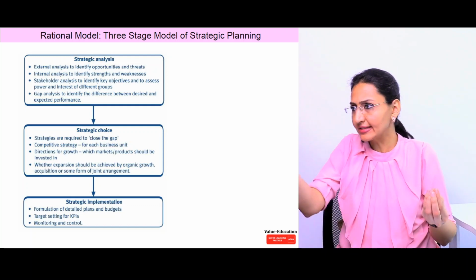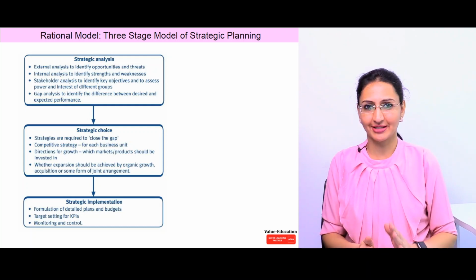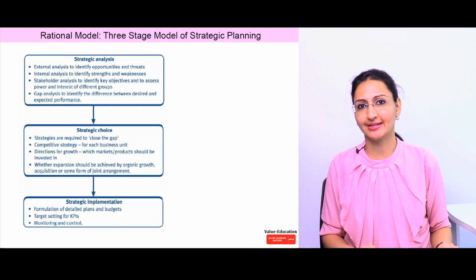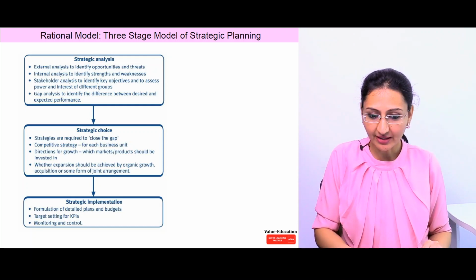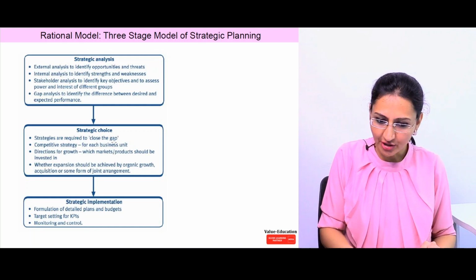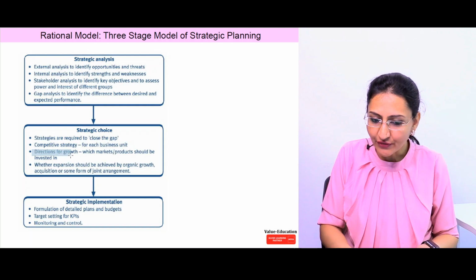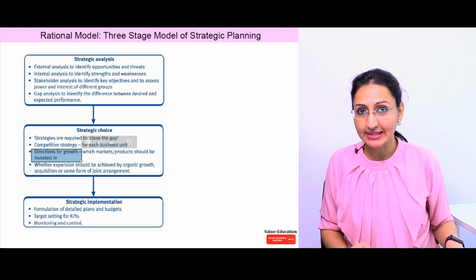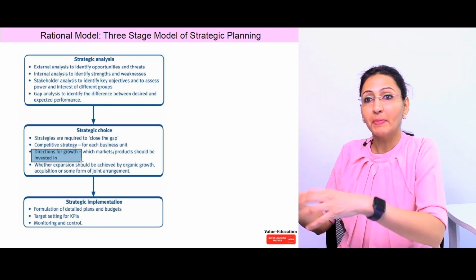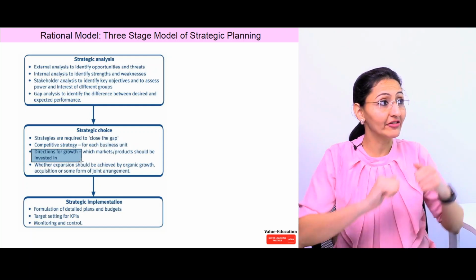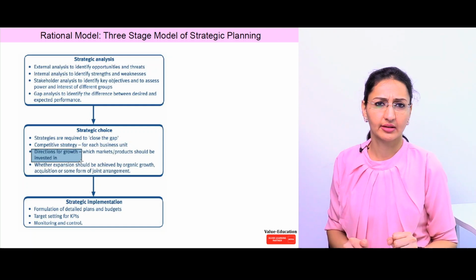That's strategic analysis. Now, once this analysis has been done, you clearly get to know what is to be achieved and the gap which I need to fill between the expectations and the real performance. Now you need to find out the choices, how you can achieve it, how you can close the gap. That comes with strategic choices. For each business unit, you need to prepare a strategy. There are directions for growth. That means there will be some choices where you can actually grow by investing in some particular markets, by investing in some particular products.